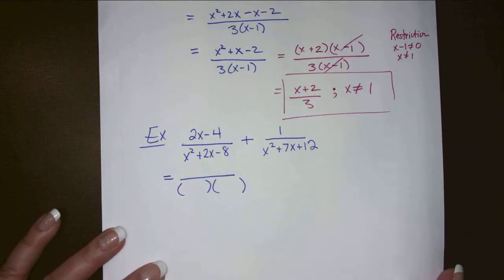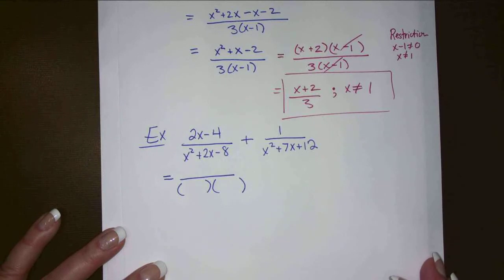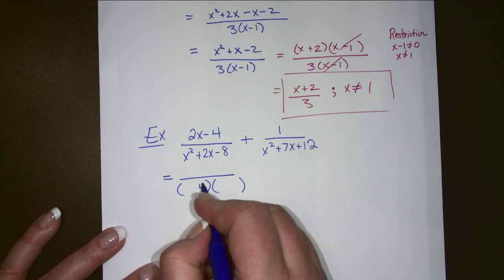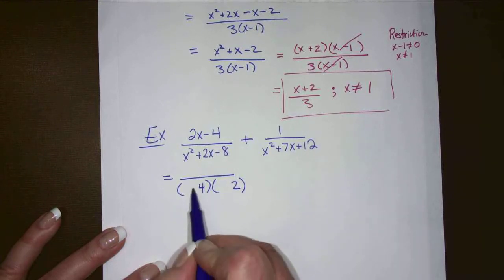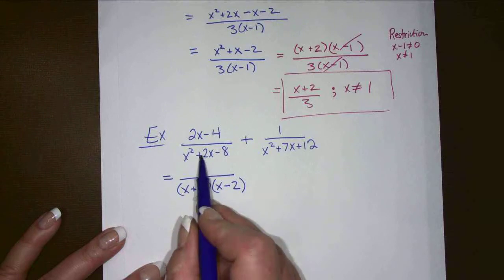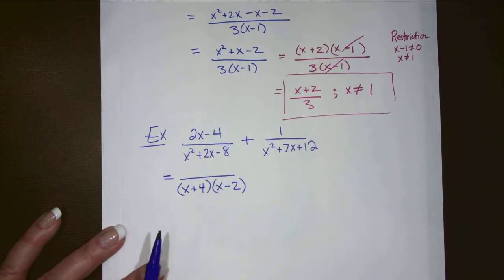Two numbers that multiply to give 8. 4 and 2. Do they subtract to give 2? Yeah. We need a plus 4 and a minus 2. 4 minus 2 is positive 2. What about the top? Does that factor? Yeah.